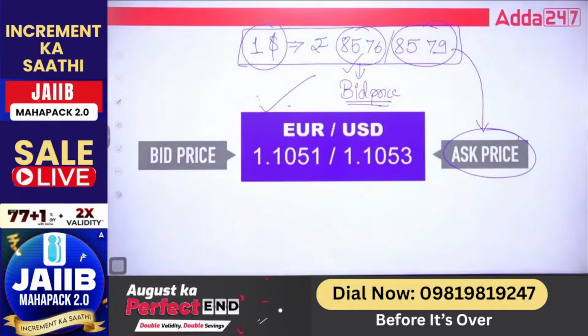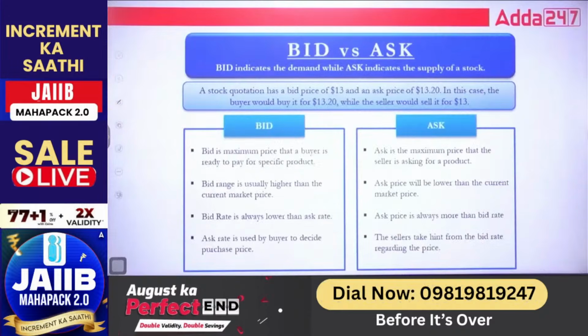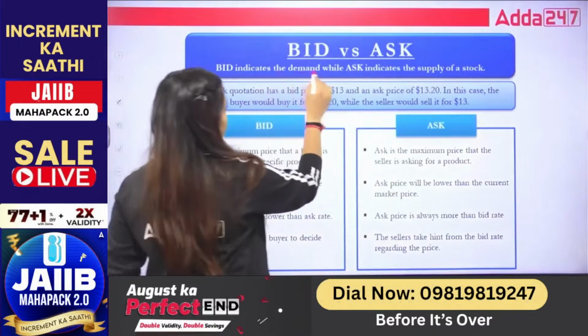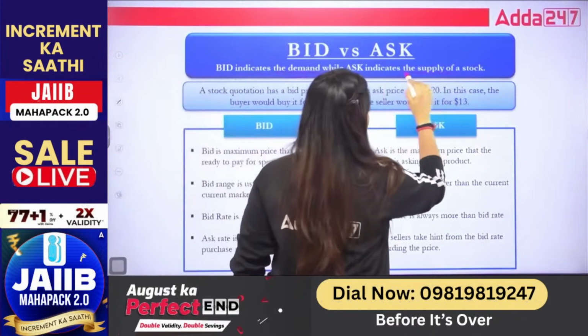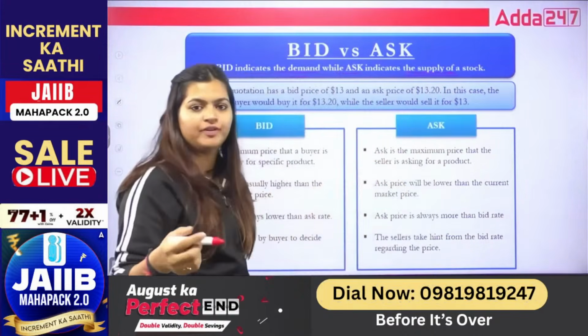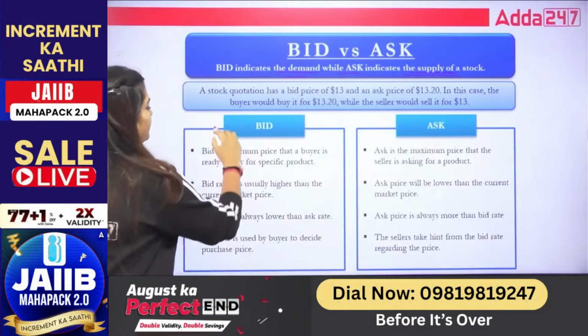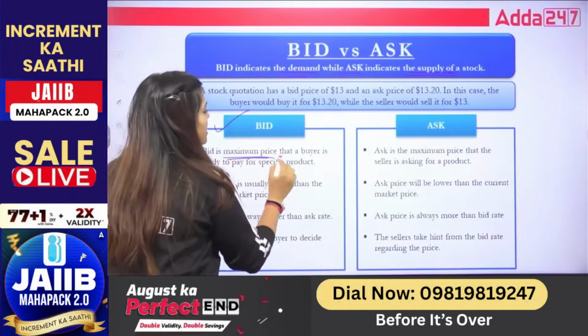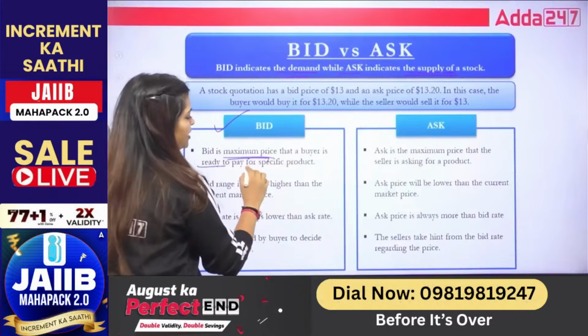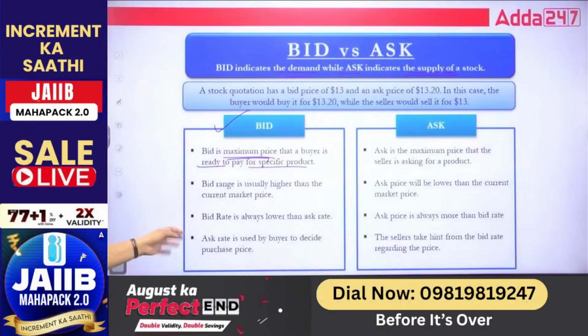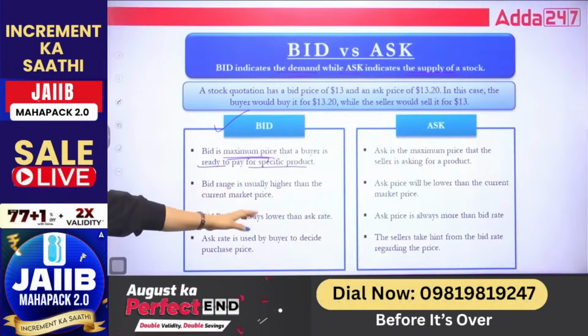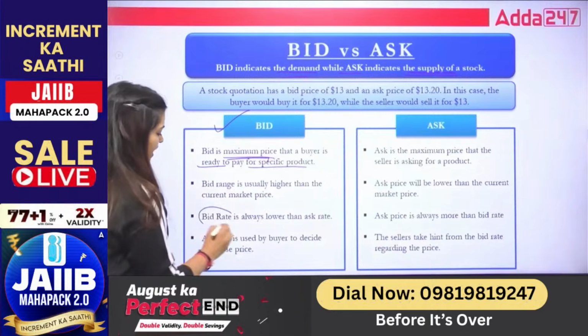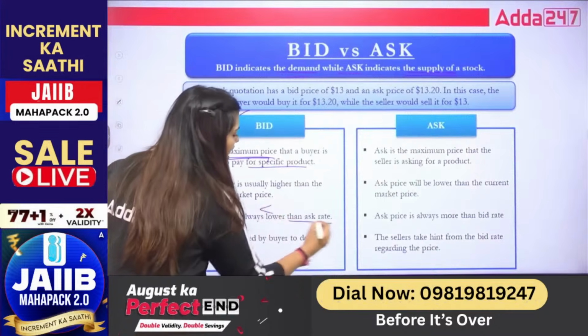Okay, let's read the theory given here. Bid indicates the demand, while ask indicates the supply of a stock when you are purchasing. Bid is the maximum price that a buyer is ready to pay for a specific product. Bid rate is usually higher than the current market price. Bid rate is always lower than the ask rate. See, bid rate is always lower than the ask rate.